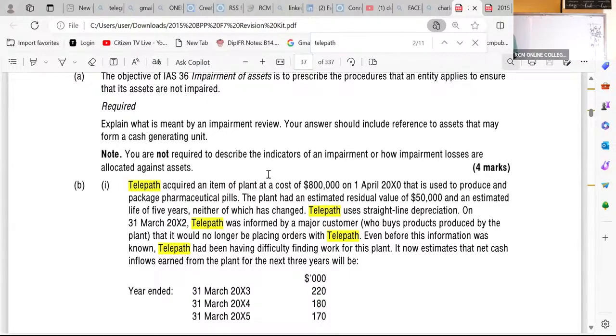It's a question called the Telepath. It's BPP F7. I've given you this book. I gave you the book when I was doing a question called Pedantic, a group consolidation, that's when I gave you the book. If you don't have it, again, I'll share.